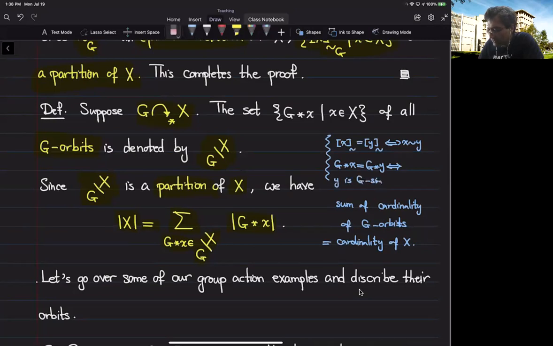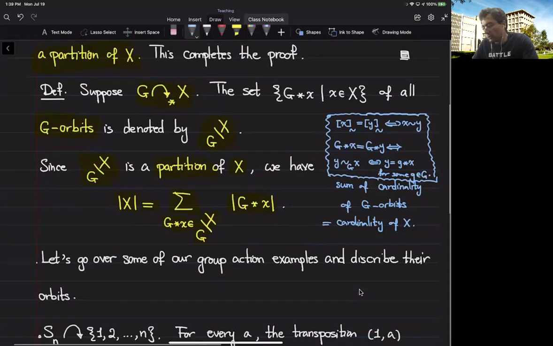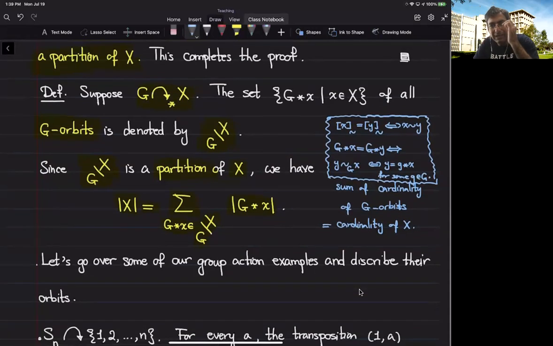Let's write it down: y is G similar to x, which means y is g star x for some g. This is an important property that we will come back to later, in this video in a special case at least, and later in this course in this generality. So two G orbits are equal precisely when the initial points are G similar to each other. Let's see some examples now.